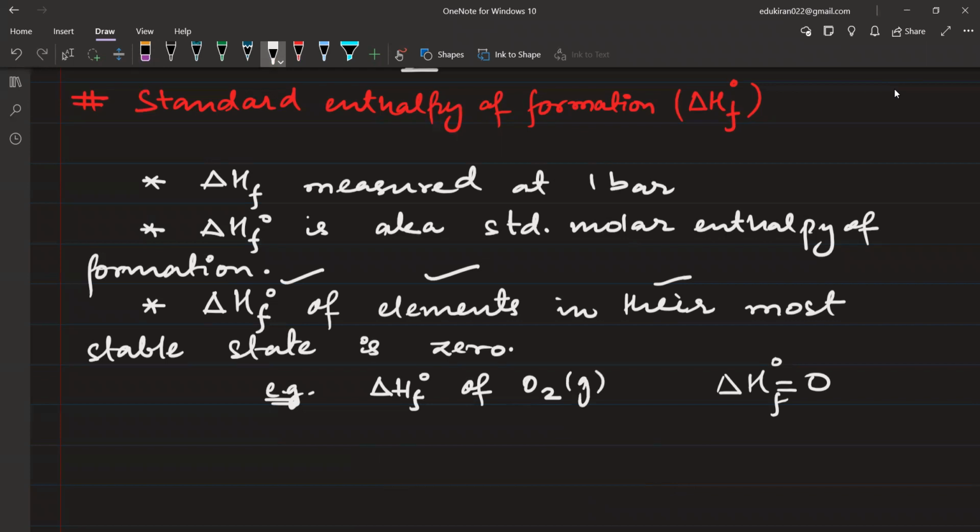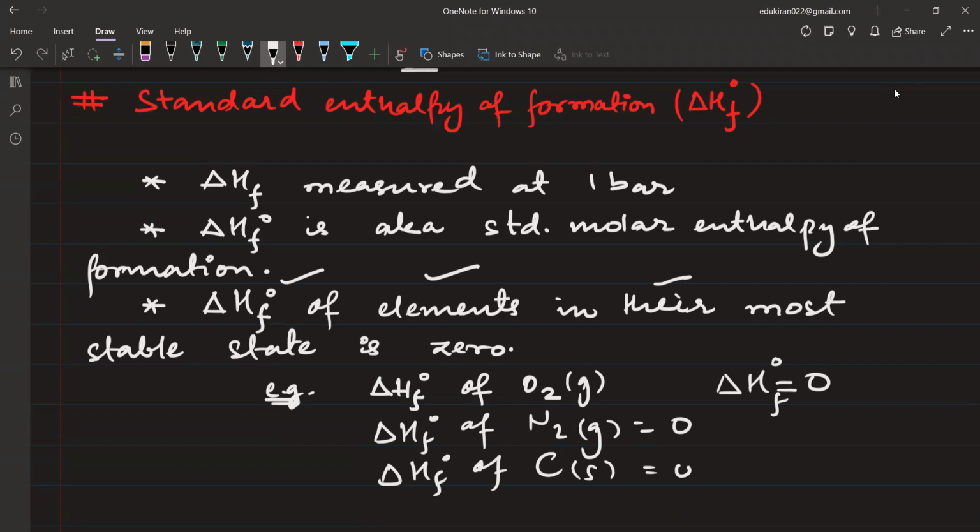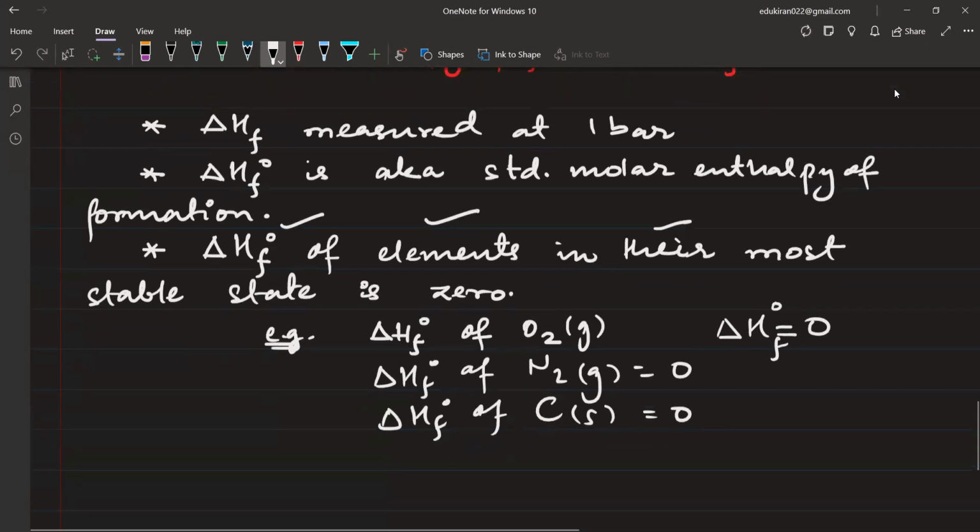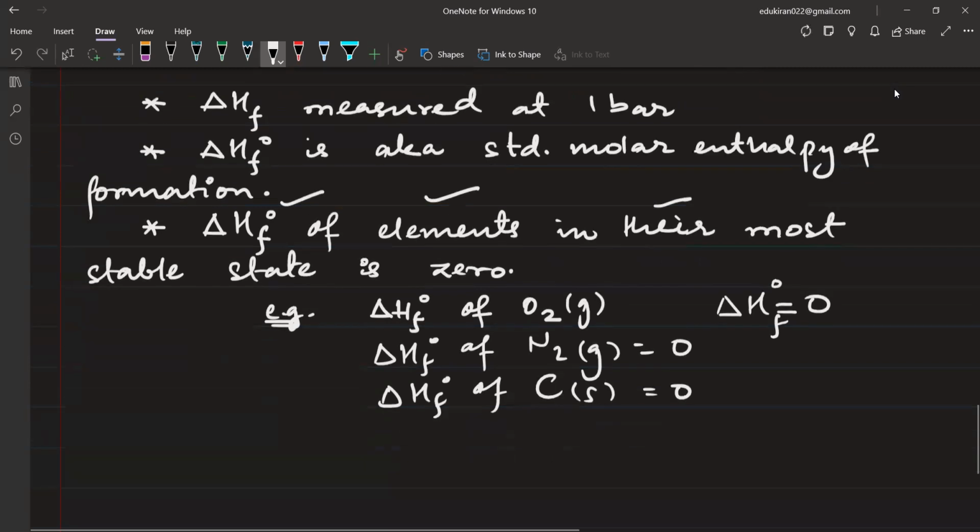Please write here delta HF naught of N2 gas will also be equal to 0. Delta HF naught of carbon solid will also be equal to 0. है ना, bromine gas, chlorine gas, all of these delta HF naught will be equal to 0. Is this clear? Yes or no? Please tell me. This point is very important. ये ध्यान रखने वाली बात है, ठीक है ना, इसको प्लीज याद रखिएगा. Is this clear? Yes, sir. ठीक है.